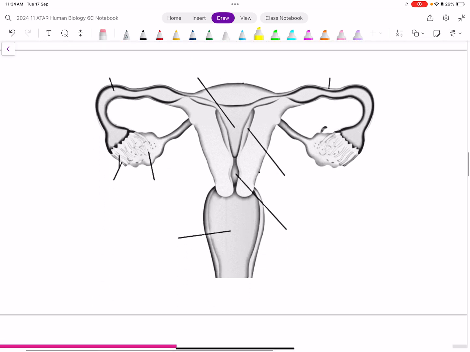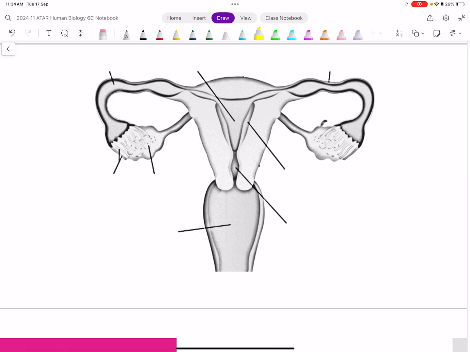Now, when we have a look at labelling this one here, we're going to start again from the pathway coming from the outside of the body in. And so while we can't see the labia here, we can't see those folds of skin, what we can see at the very bottom of the screen is the vagina. So we'll start by labelling the vagina here. This then travels through the body of the cervix, and after the cervix passes into the uterus.